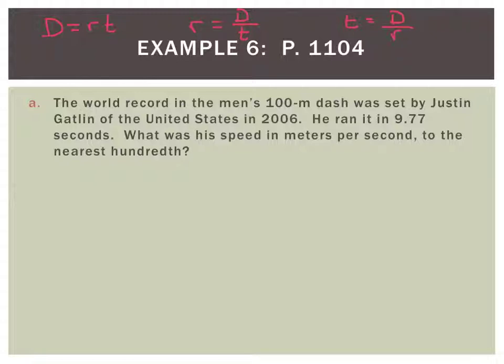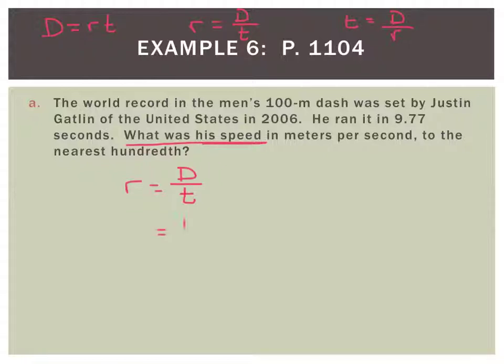Okay, so A says the world record in the men's 100-meter dash was set by Justin Gatlin of the United States in 2006. He ran it in 9.77 seconds. What is his speed in meters per second to the nearest hundredth? So we're looking for what is his speed, which would represent rate. Okay, so rate is the distance over time.